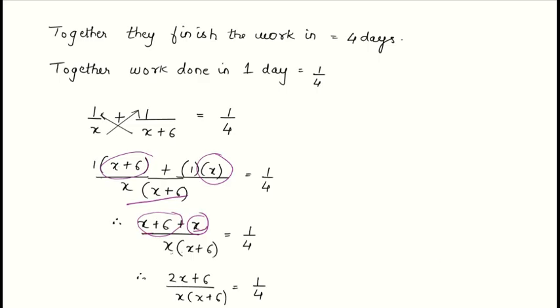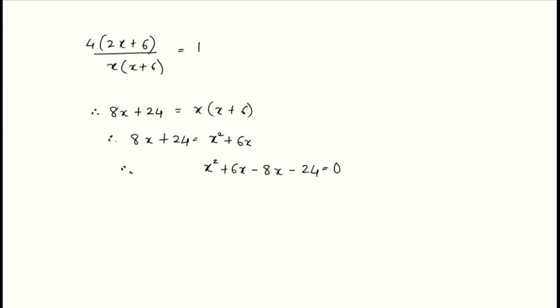So x plus x will give us 2x, and plus 6 will remain as it is. So 2x plus 6 upon x into x plus 6 is equal to 1 upon 4. On solving this further, the denominator 4 will go upward: 4 multiplied by 2x plus 6 upon x into x plus 6 is equal to 1. If we solve this, 4 into 2x will give us 8x and 4 into 6 will give us 24. This x into x plus 6 multiplied by 1 will give us x into x plus 6. So x into x is x squared, and x into 6 is 6x.